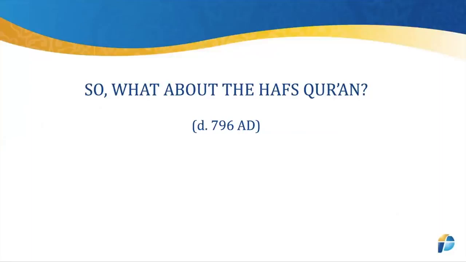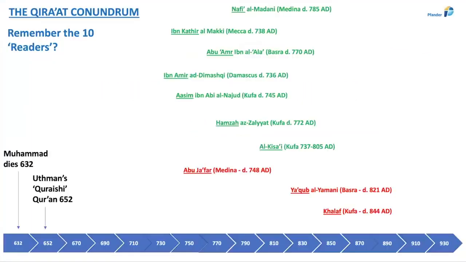So, what about the Hafs Quran? Compiled supposedly by this man named Hafs in 796. Remember the 10 readers that we referred to in the previous videos? We have Nafi and Ibn Kathir and Abu Amr and Ibn Amir and Asim, Hamza and Al-Qasai. Those are the first 7, the ones in green. Those are the first ones chosen by Ibn Mujahid. And then we went to Abu Ja'far and added Yaqub and then also Khalaf. And so it made 10.